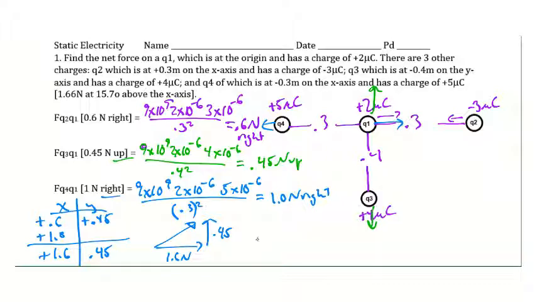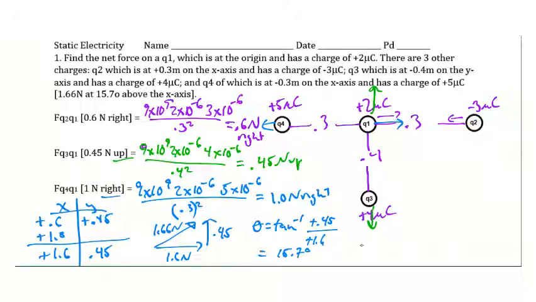And we are going to get a magnitude of 1.66 newtons. And then to get my theta, my angle, this is in the first quadrant, so whatever it gives us is actually going to be the answer. Plus 0.45 on the y, plus 1.6 on the x. So the inverse, and that is 15.7 degrees.